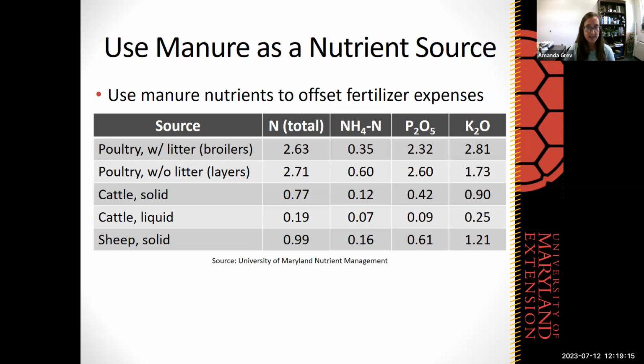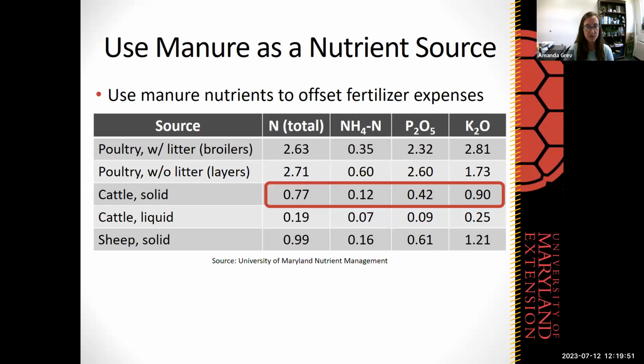And I just wanted to pull out an example to show the dollar value that some of these can provide. So for this example, we're going to look at a solid cattle manure. So if we're taking cattle manure that's solid, not in liquid form, and we're spreading that on a field, on average, we're looking at 0.77% of that is going to be nitrogen, 0.42 for P2O5, and 0.9 for K2O. And you may look at that and at least, in my mind, I say, okay, those are all less than 1% of each of those nutrients. So is that even worth it?